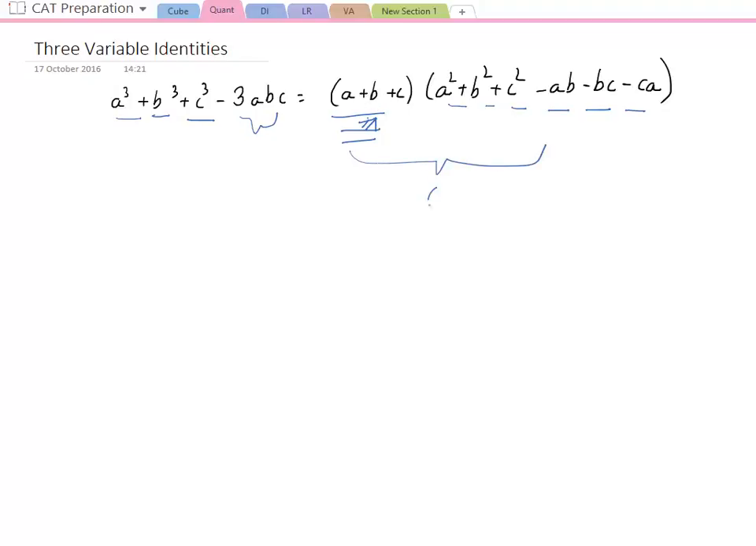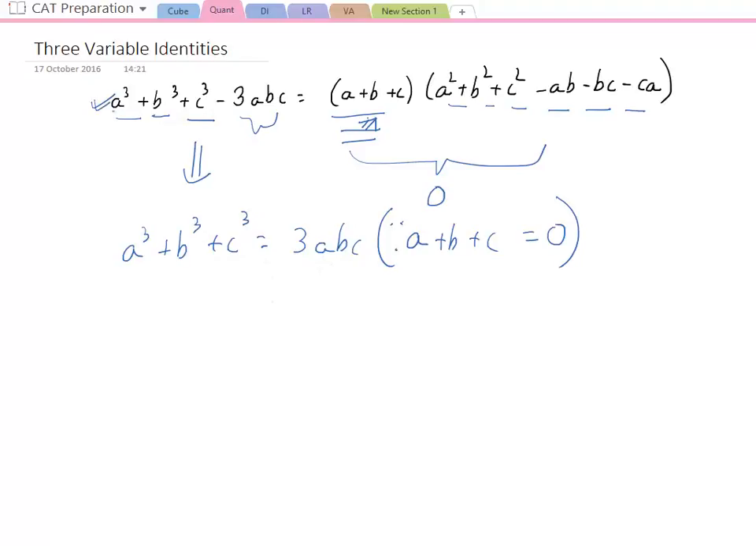becomes 0. And in that case, you can write the expression as a cube plus b cube plus c cube equal to 3abc. This is contingent on a plus b plus c equal to 0. If this is given, you can write a cube plus b cube plus c cube equal to 3abc. You should remember this equation, and also remember that when a plus b plus c equal to 0, you will have a cube plus b cube plus c cube equal to 3abc. Now let's look at some questions.